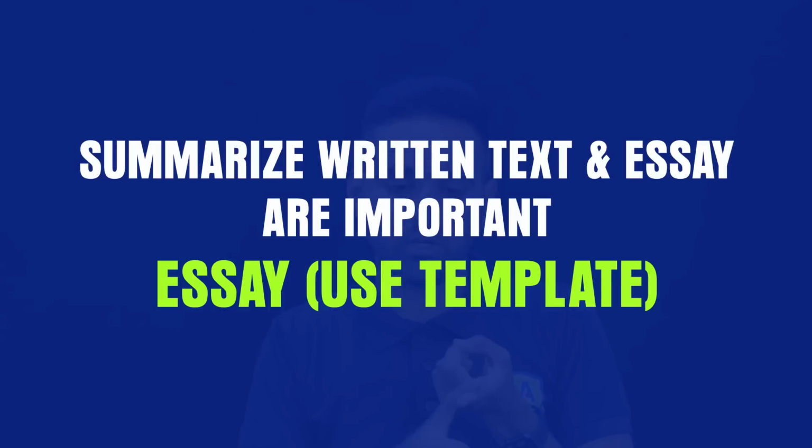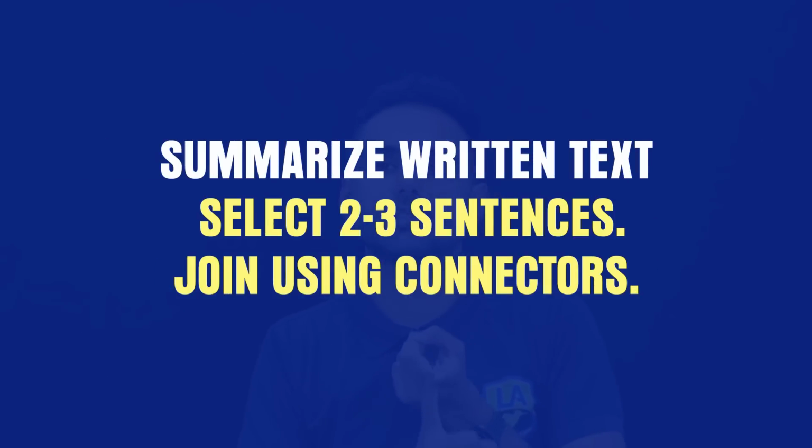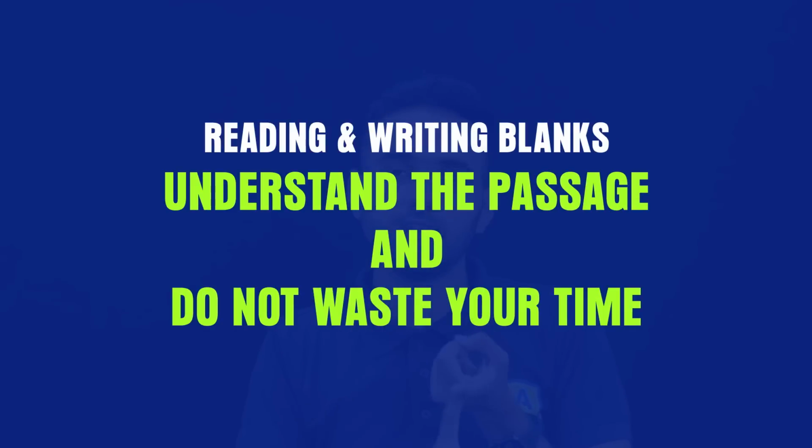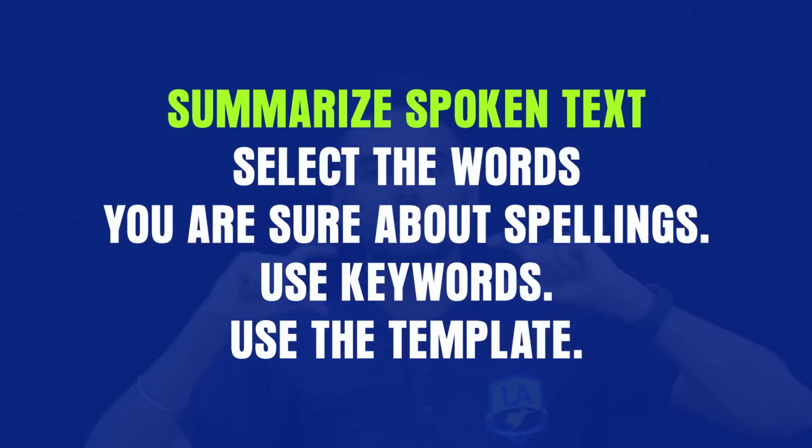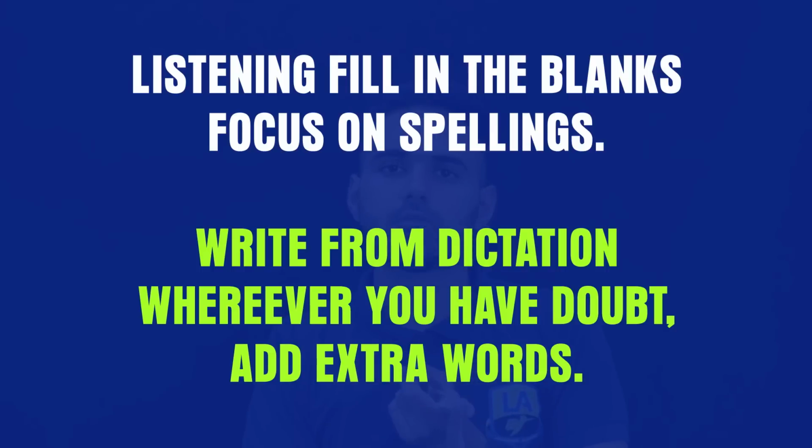What do we get from this video? Summary and essay are important. Essay, you have to use the template I have given you. Summarize written text, you have to just select 2 to 3 sentences, join using connectors. Reading, writing blanks, you have to understand the passage, read the passage and see how you go, but don't waste your time. Summarize spoken text, you will have a lot of keywords, but you'll not be able to write each and everything because you have a word limit. So just select the ones you're sure about spellings, use those keywords, use the template. You can alter the template a bit just to accommodate more keywords, but focus on spellings. Listening blanks, focus on spellings, and write from dictation. Wherever you have doubt, add extra words and you will be 100% fine.